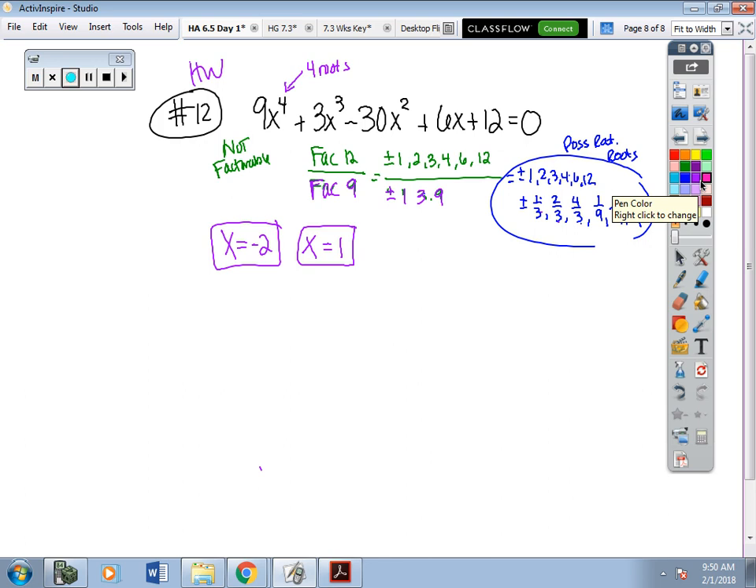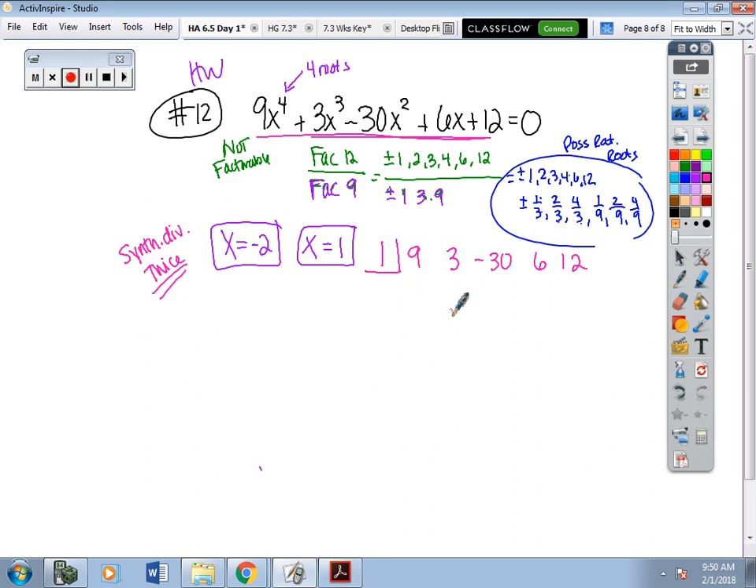Now, since we have 2 roots, we're going to do synthetic division twice, 1 at a time. So let's just start with the 1. We're going to divide it out of our original polynomial. So we'll have 9, 3, -30, 6, and 12. Perform synthetic division.